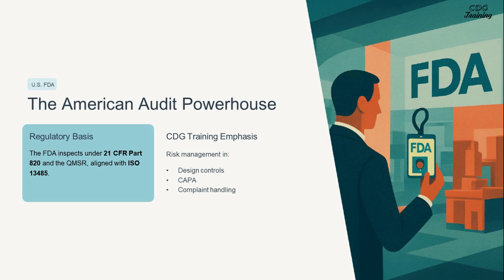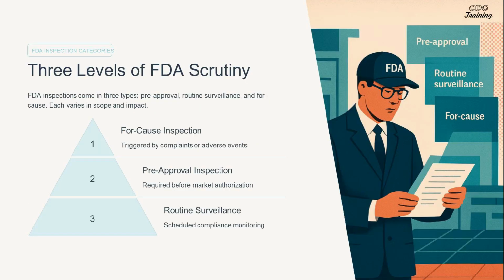The FDA is a major player, inspecting under 21 CFR Part 820 and the QMSR, aligned with ISO 13485. Our training emphasizes risk management in design controls, CAPA, and complaint handling. FDA inspections come in 3 types: pre-approval, routine surveillance, and for cause. Each type varies in scope and impact, ensuring compliance and safety.